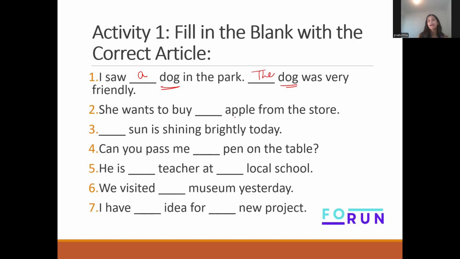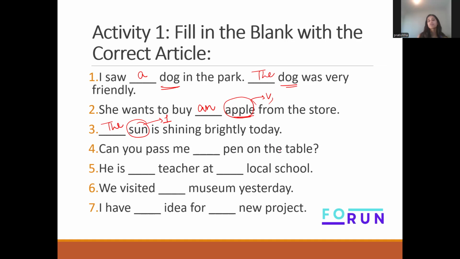She wants to buy dash apple from the store. Now, what is this object? First of all, it's a vowel. Second of all, is it some particular apple? No. So we will use the indefinite article, "an." Dash sun is shining brightly today. Now the object is sun. There is only one sun in the entire universe, and we cannot talk about a different sun, right? So we will use "the" sun, particular sun.